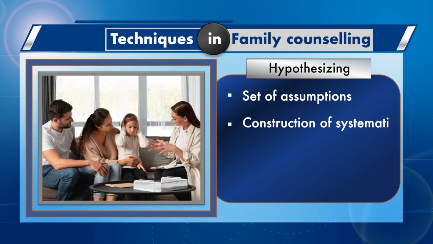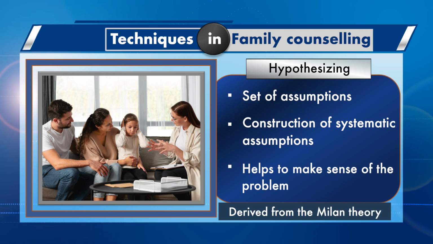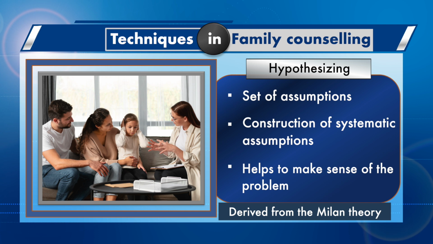So let's begin with the first one, hypothesizing. If you have done any kind of research, you would know there is a hypothesis. It's a set of assumptions from which we begin our research. Similarly, this technique, which is derived from the Milan theory of family therapy, involves the construction of systematic assumptions that give direction to the therapeutic interview. It helps to make sense of the problem in the relational context.